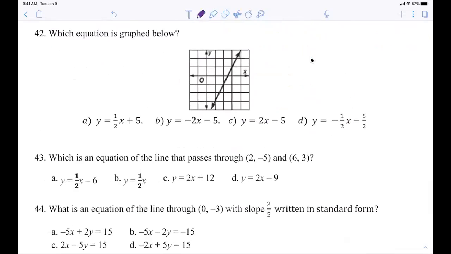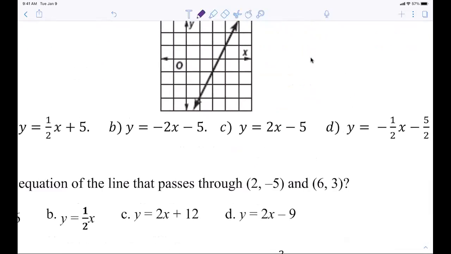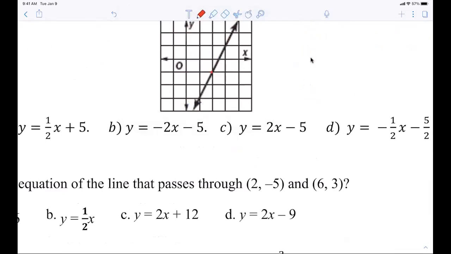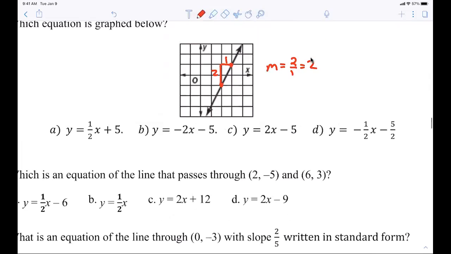Okay, now this one. We need to find the slope. So I'm going to pick two points that are on the graph. I'm looking at this point right here, and this point right here. So I'm going up and over. How many did I go up? Two. How many did I go over? One. So I know the slope is two over one, which is two. So I know the slope has to be two.